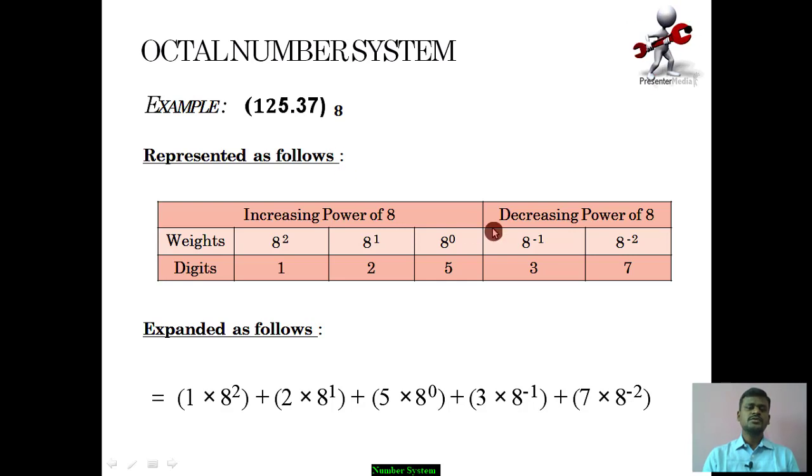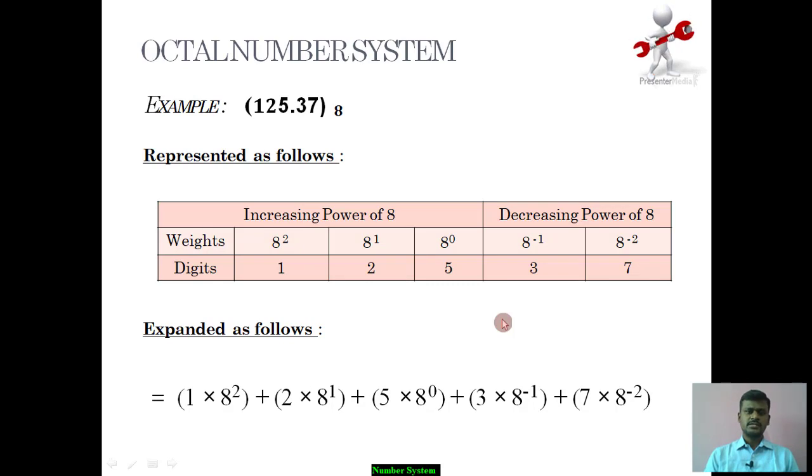Using this table we can also expand the equation, that is 1 multiplied by 8 raised to 2, plus 2 multiplied by 8 raised to 1, plus 5 multiplied by 8 raised to 0. Next, 3 multiplied by 8 raised to minus 1, plus 7 multiplied by 8 raised to minus 2. So this is how we can represent any octal number.